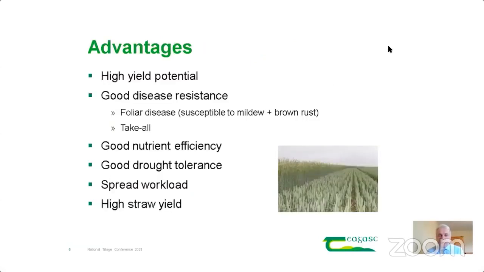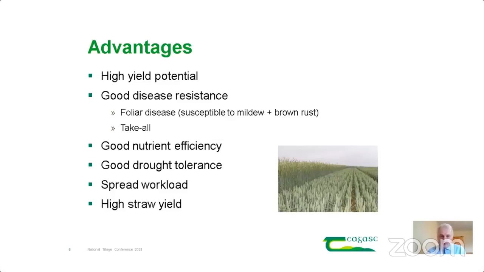But it has a number of other advantages. It has very good disease resistance, particularly to foliar diseases. The main diseases that it's susceptible to are mildew and brown rust, and they're the 2 diseases you would have to take into account in designing a fungicide program for the crop. But other than that, it has very good disease resistance. It also has very good resistance to take-all, second only to oats, and that makes it a good option in situations where take-all would be an issue for a crop like wheat or barley.